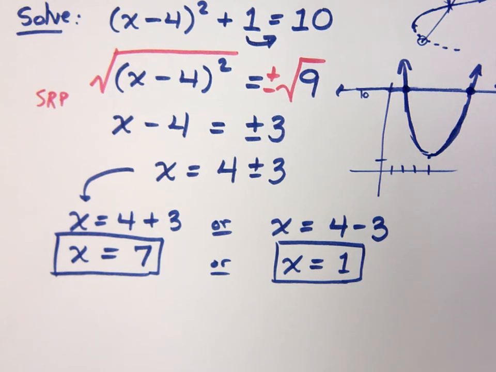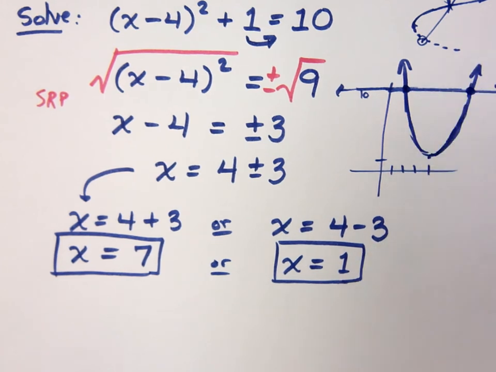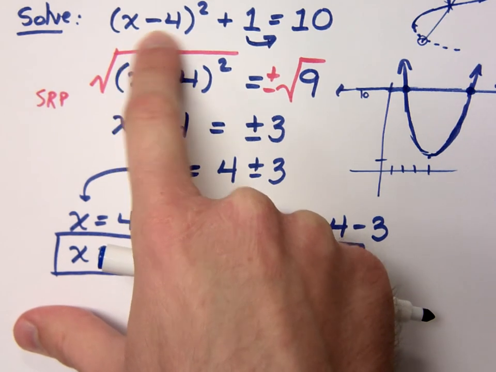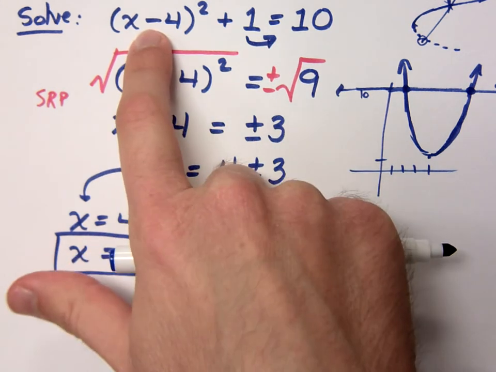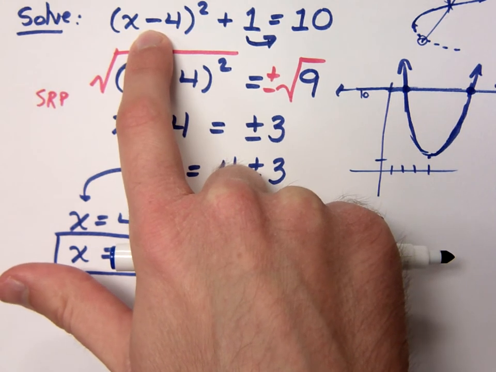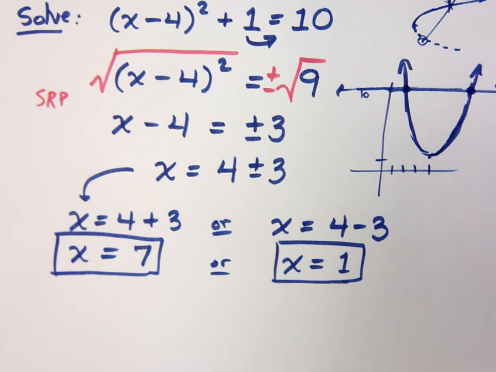But when things are quadratic, as long as you do the math correctly, you should get the answers that are correct. But if you're not sure, you can always plug them back in. If I plug in 7, 7 minus 4 is 3, 3 squared is 9, plus 1 is 10. If I plug in 1, 1 minus 4 is negative 3, negative 3 squared is what? 9. It's still going to give you a positive 9, right? Plus 1 equals 10. So that's what you're looking at there. The square root symbol limits you to only returning the positive square root.